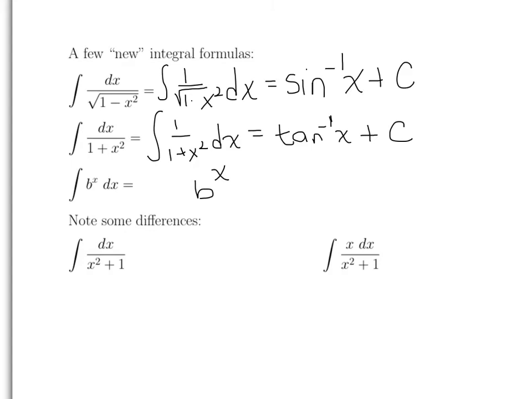But if you remember, if you take the derivative of b to the x, you multiply by the natural log of b, by the base. So when you take the derivative, you multiply by the natural log of b. So when you take the antiderivative, you're going to need to multiply this by 1 over the natural log of b, and then add your c.